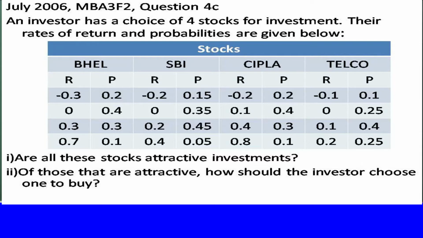They have asked 2 questions. Are all these securities attractive investments? Second question they have asked is, of those that are attractive, how should the investor choose one to buy? So you have to make a decision which one to buy. To do this, there are 4 companies given. We have to take them one by one and solve. So the first company we'll be taking is Vimal.